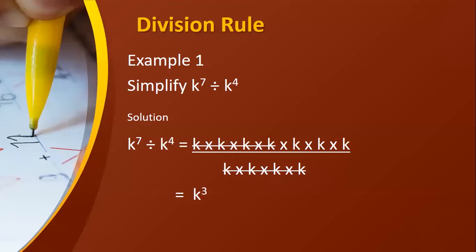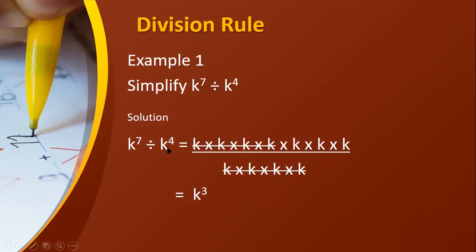Now, let's look at the first example under division rule. Simplify k raised power 7 divided by k raised power 4. The first thing we need to do is to write k raised power 7 in its expanded form, and that would give us this. What k raised power 7 actually means is multiplying k in 7 places divided by k raised power 4.